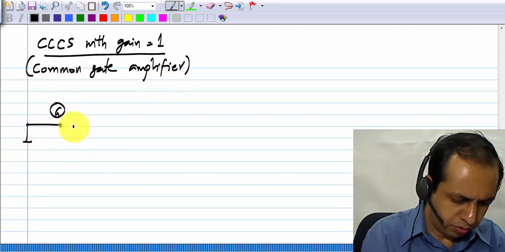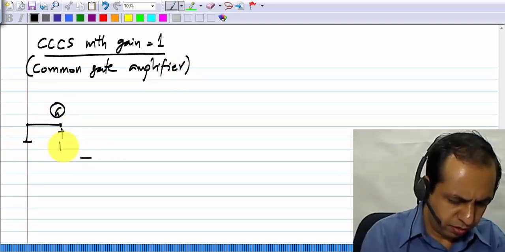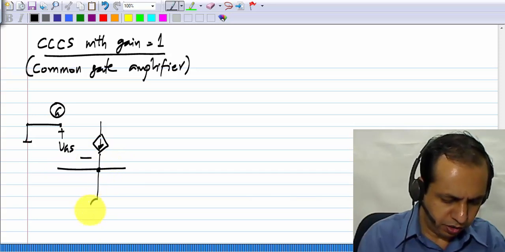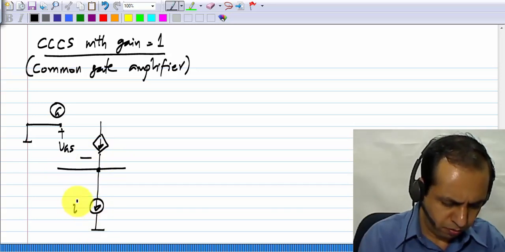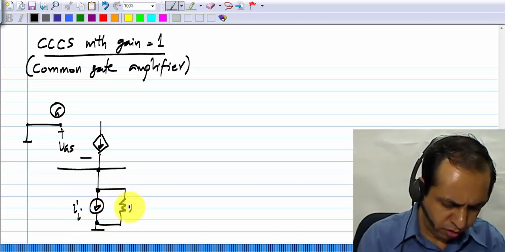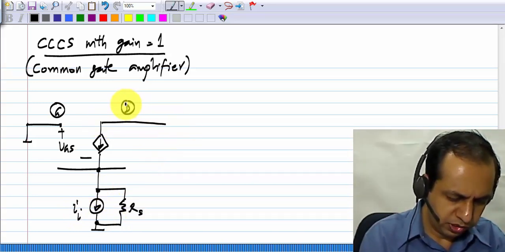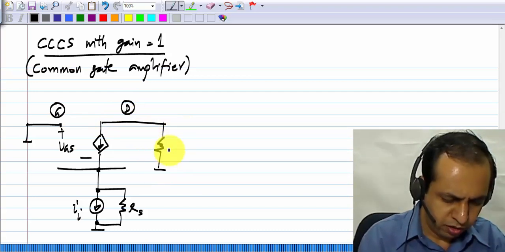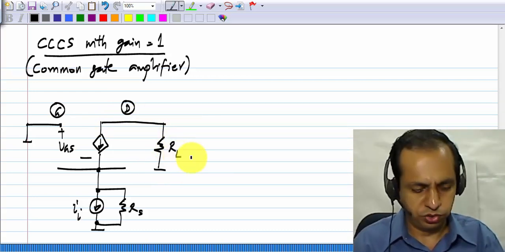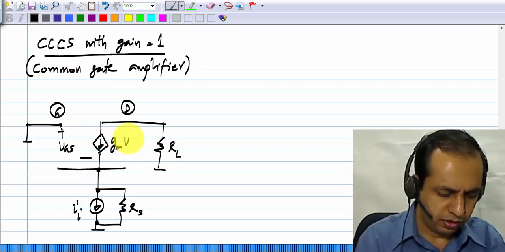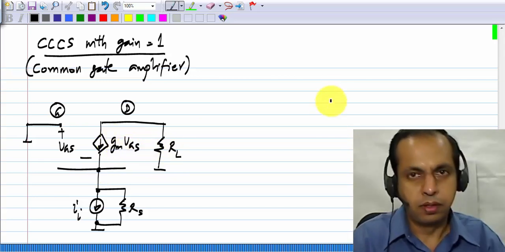The gate of the MOS transistor is grounded. The input is connected to the source terminal. And the output is taken from the drain. And I'll for now assume that there is a load resistance connected that way. This is of course gm VGS.